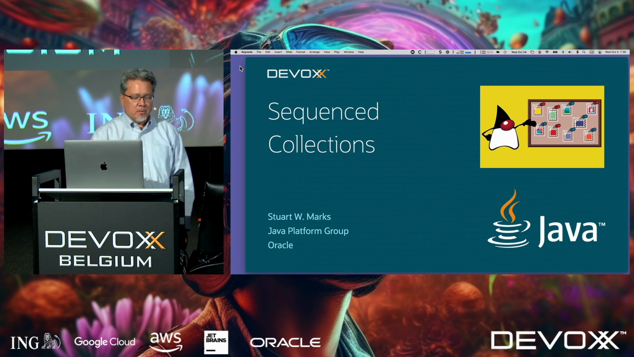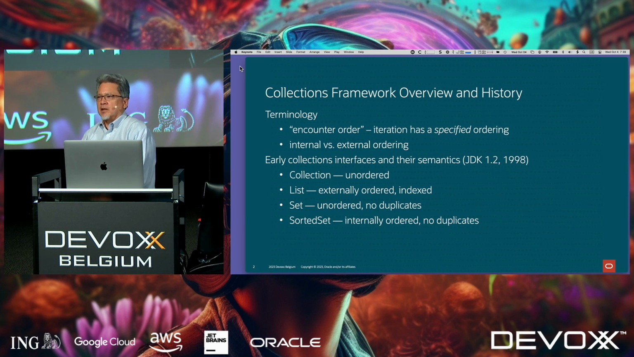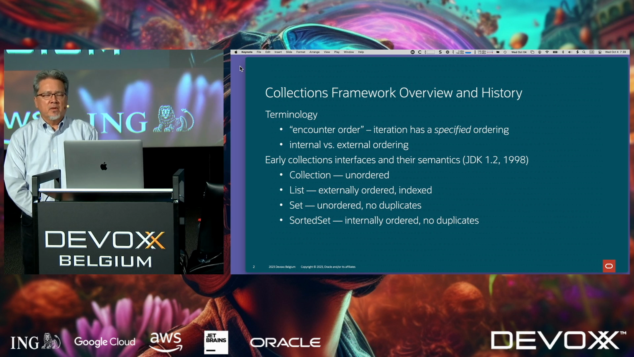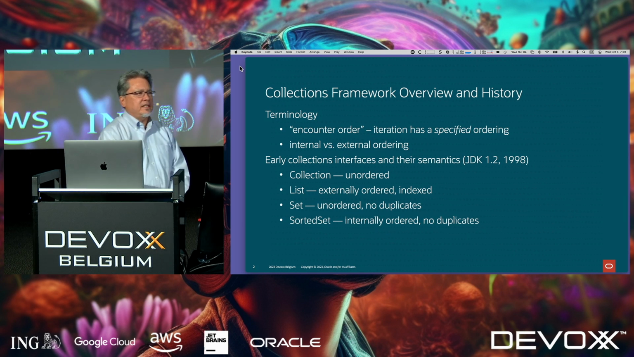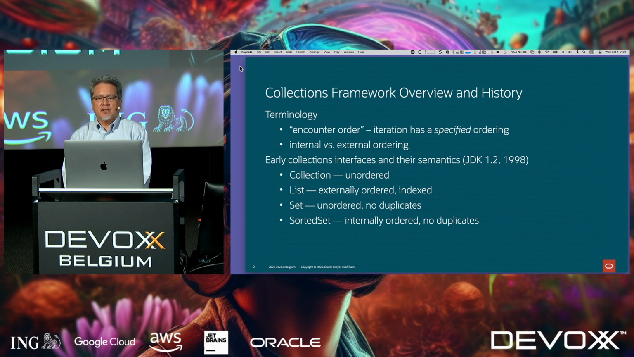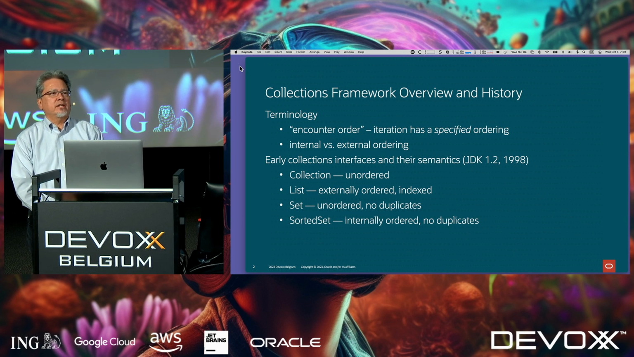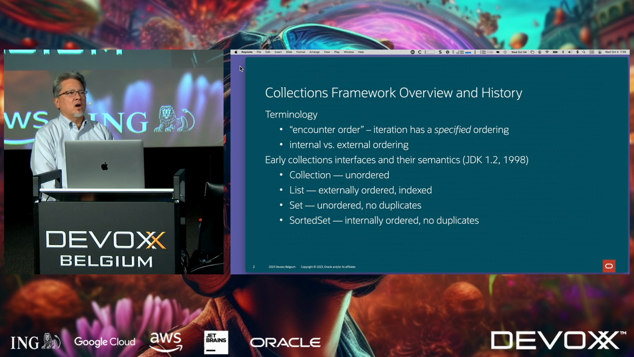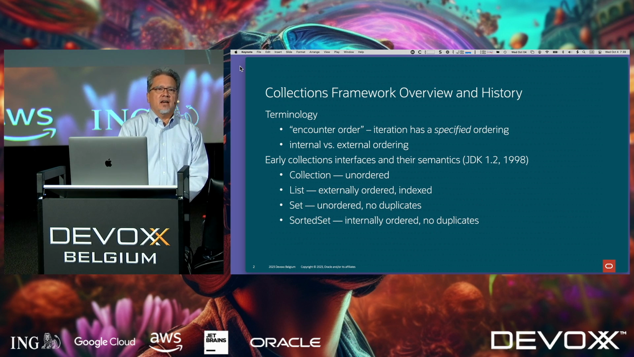All right, today I'm talking about sequenced collections. I'm going to start off by talking about a little bit of overview and history. Not too much here, but I think it's necessary background. First, there's this idea of what we're now calling encounter order, which is that when you iterate the elements of a collection, the order in which elements come out is specified. And that's not true of all collections. Some collections have encounter order and others do not.